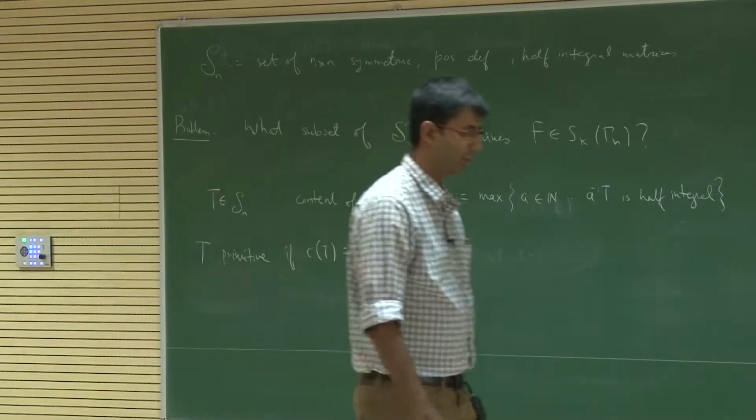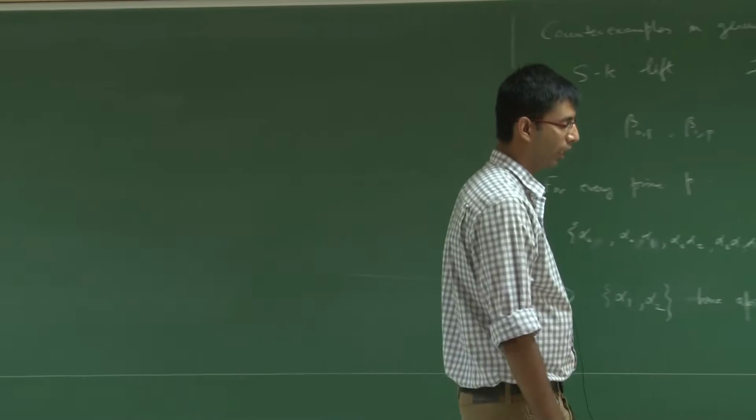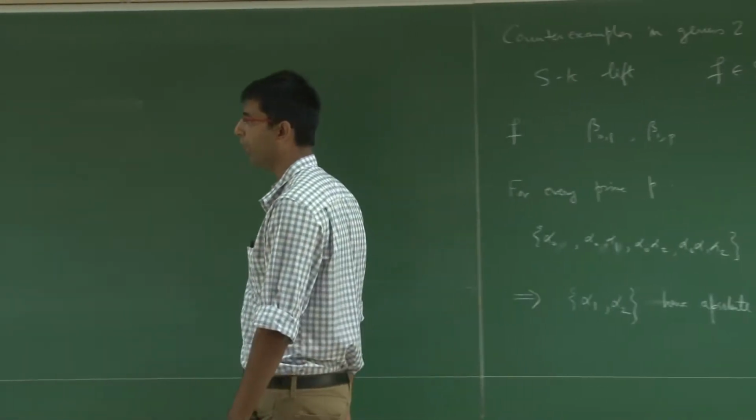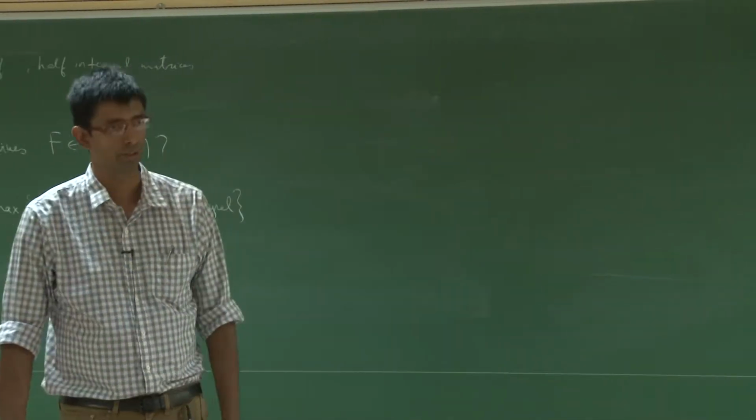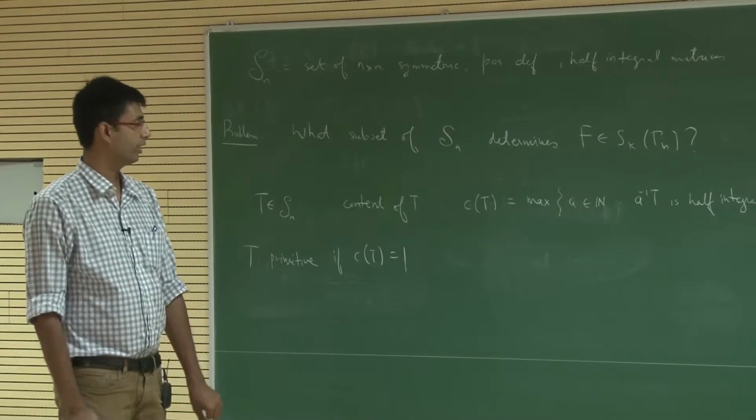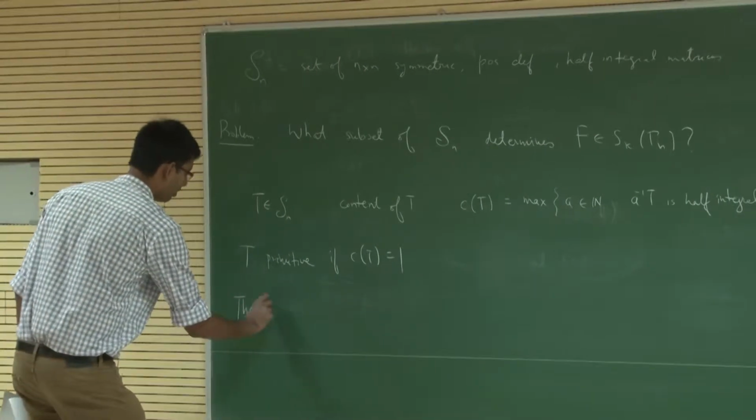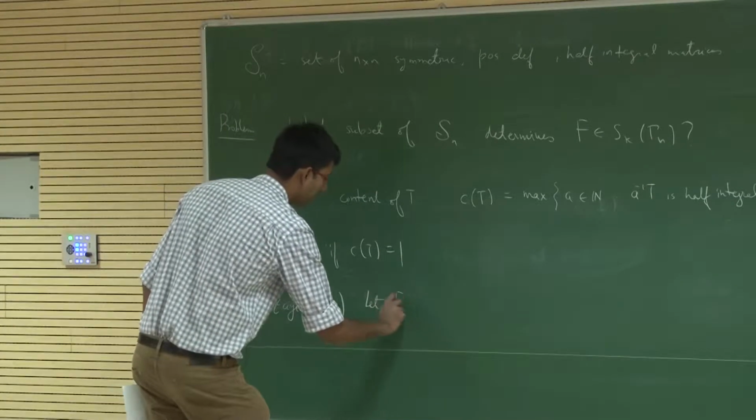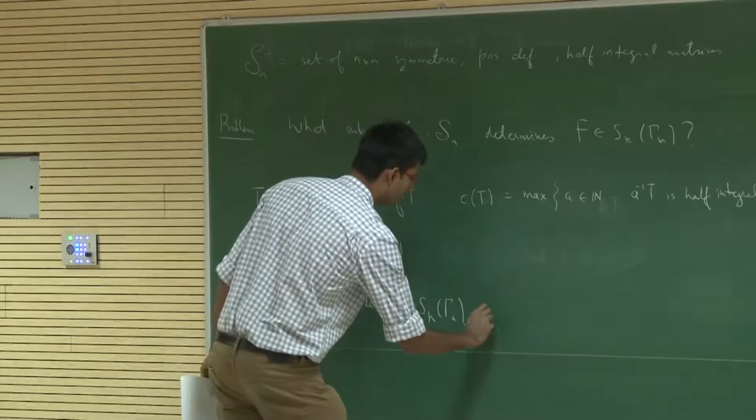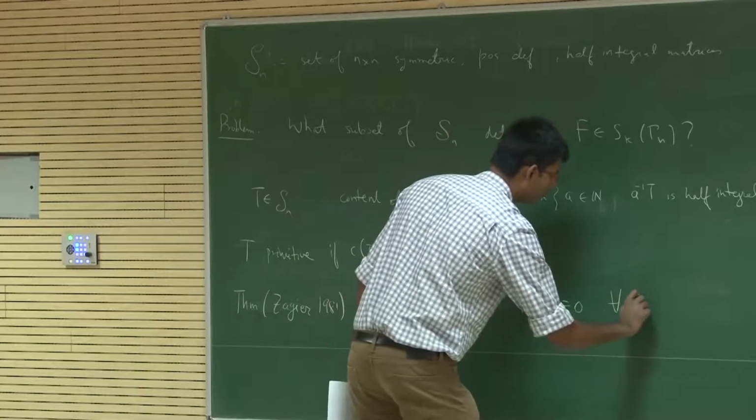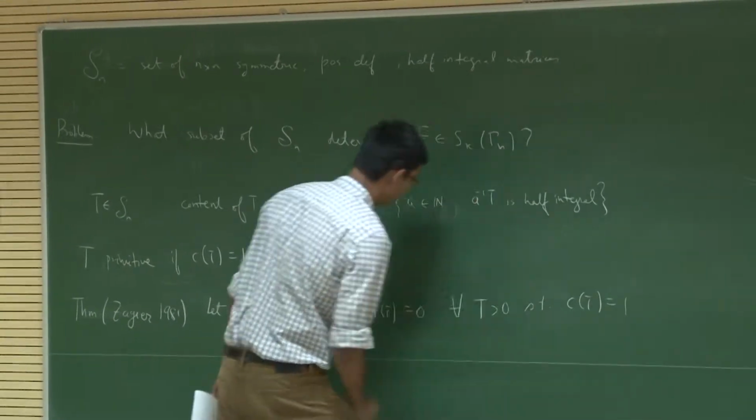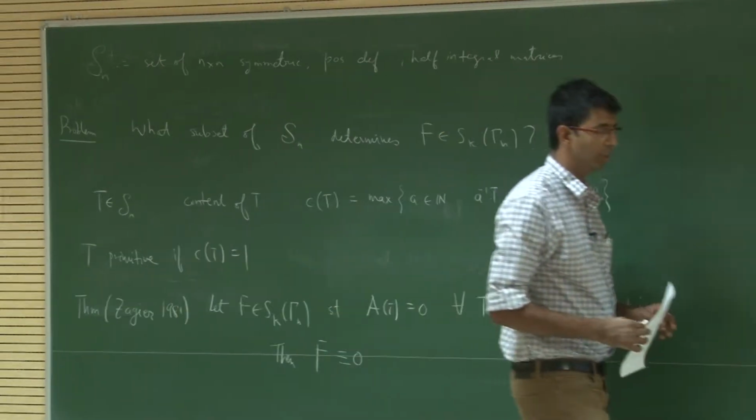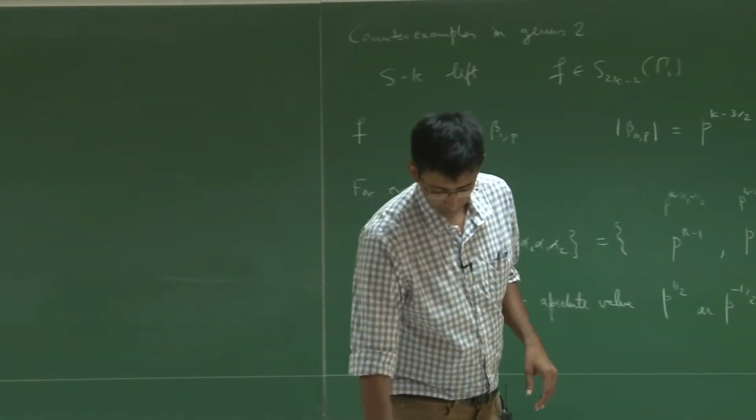And now my question is, if I give you a cusp form in S_k(Γ_n) such that a(T) is equal to 0 for all T with content 1, does it necessarily mean that f has to be 0? This is indeed actually true, and it's a theorem of Zagier. So the theorem of Zagier from 1981 says: let f be in S_k(Γ_n) such that a(T) is equal to 0 for all T bigger than 0 such that the content of T is 1, then f is identically 0.